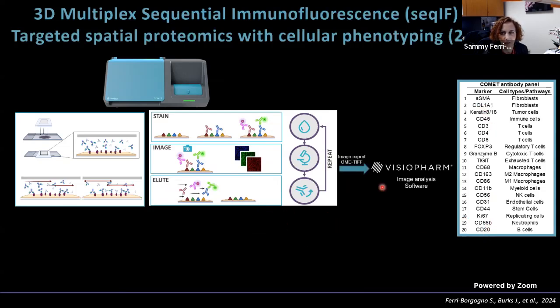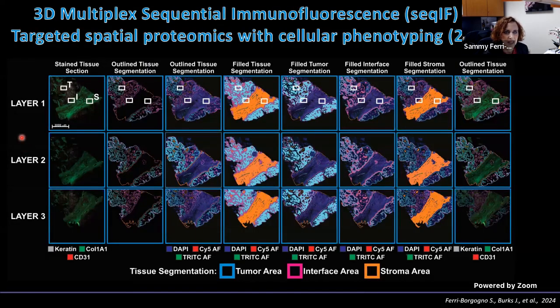At the end of this experiment, the images are exported in OMNI, and we utilize Visiopharm image analysis software to process the images. So this is a lot of data, but as you can see, for each layer, here I just want to highlight the 3 different markers that we utilize for tissue segmentation. So keratin in gray, collagen in green, and CD31 for blood vessels in red. And then utilizing the software, we were able to take advantage of these markers to perform tissue segmentation.